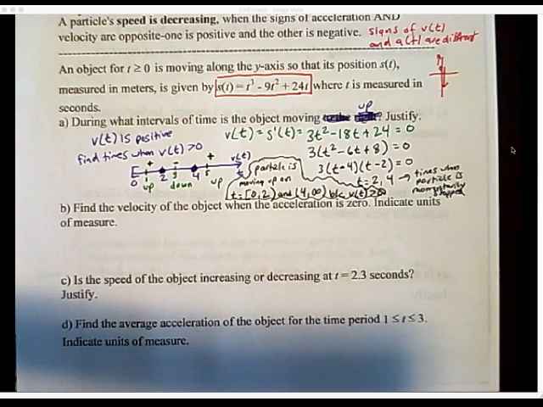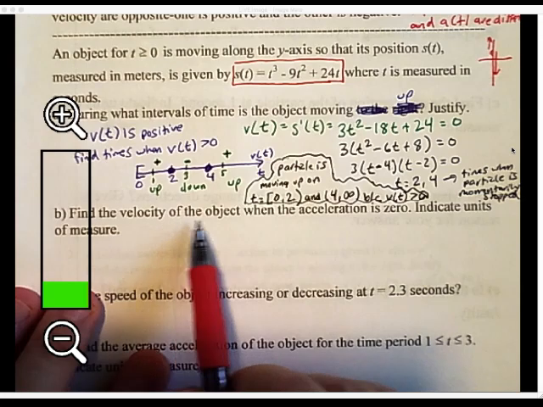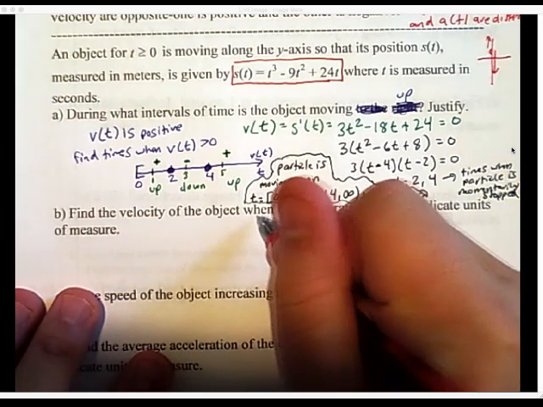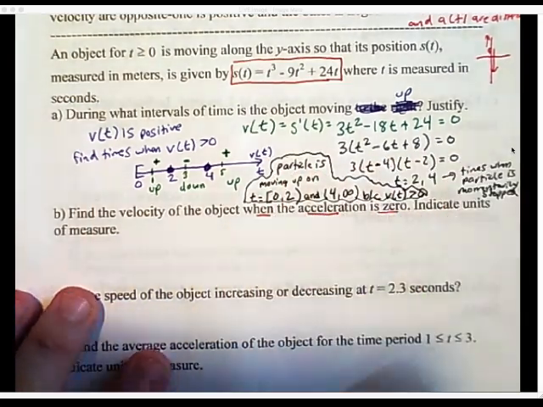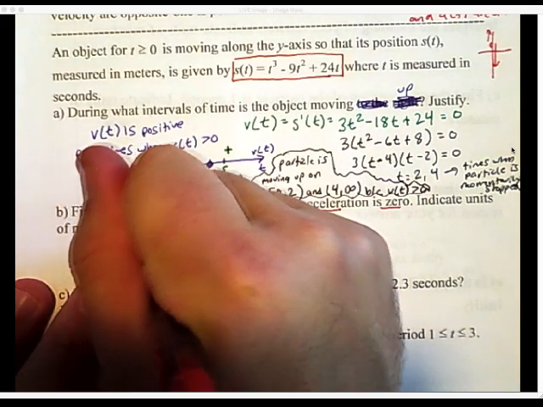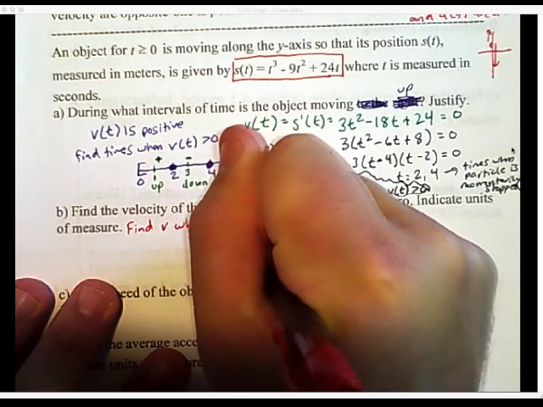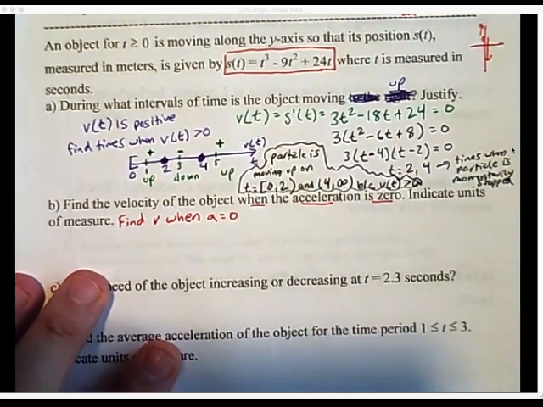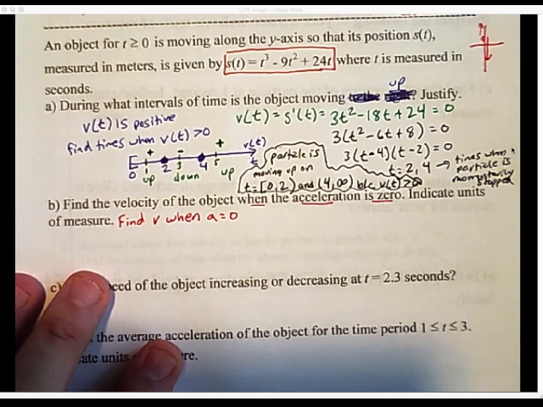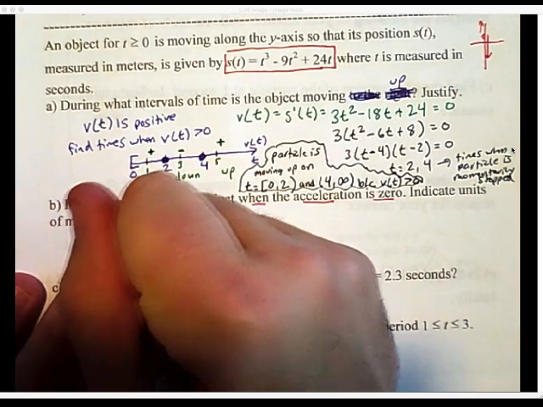Now let's do the second part of this question. It says, find the velocity of the object when the acceleration is 0. So it's asking me to find v when a equals 0. That's what the question is asking me to do. Before I can do that, I need to figure out what the equation of acceleration is. So let's figure out what a of t is.